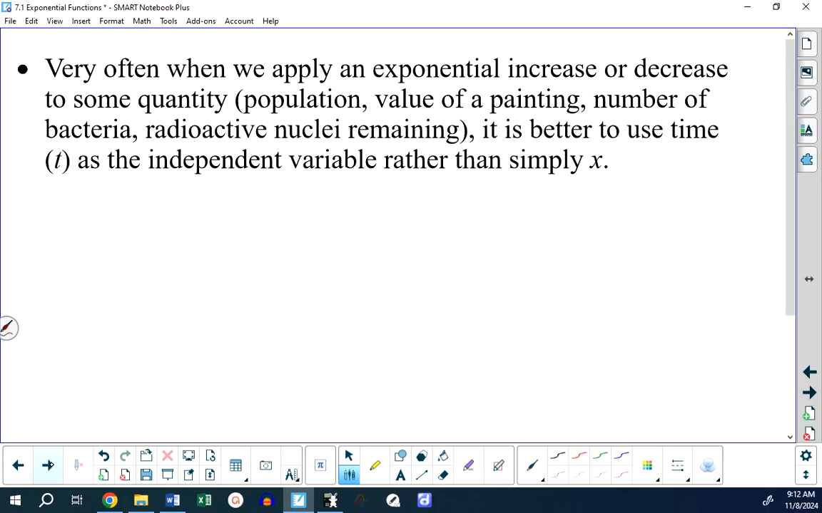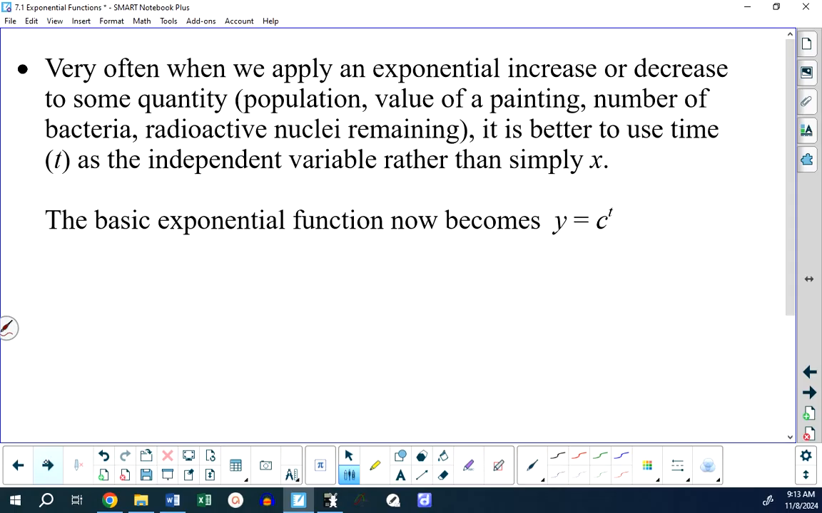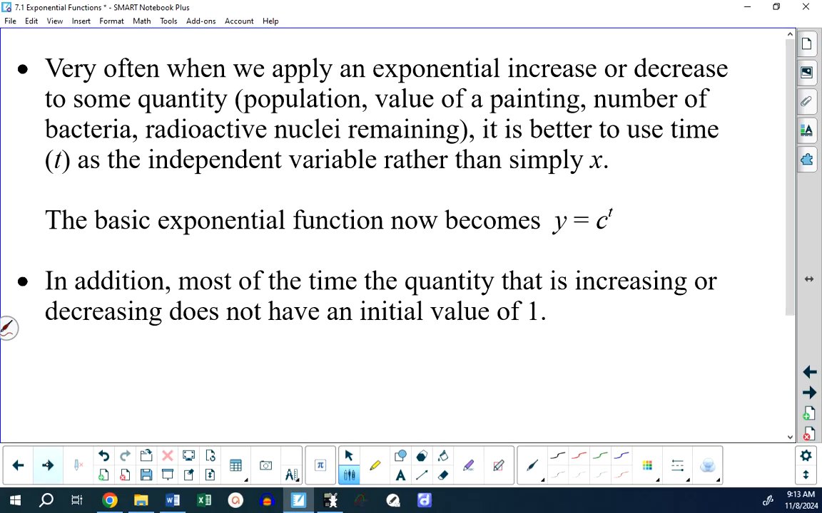So we have to be able to fix that and also fix what's talking about here. Rather than using x, we use t. So if we use t, this is what your function becomes, right? You with me on that? Okay. Once again, and I explained this because I thought it came first, but once again, most of the time the initial amount does not have a value of 1. But this function will have a y-intercept of 1, and that means it's a useless function for applying exponential growth or decay.